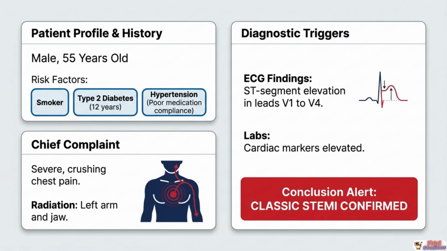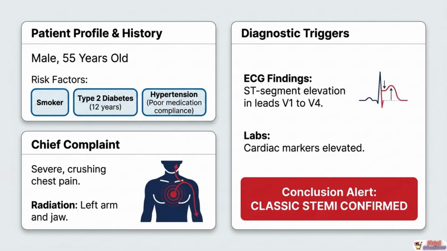The recognition of STEMI begins with pattern recognition, rapidly integrating the patient's risk profile, presenting symptoms, ECG findings, and cardiac biomarkers into a unified clinical diagnosis. Our index case establishes the classic STEMI presentation. A 55-year-old male arrives with severe, crushing substernal chest pain that radiates to the left arm and jaw.